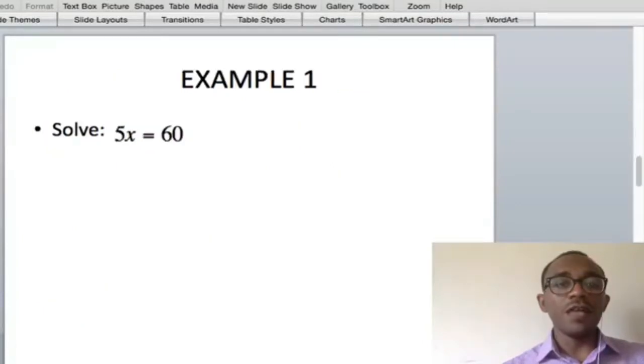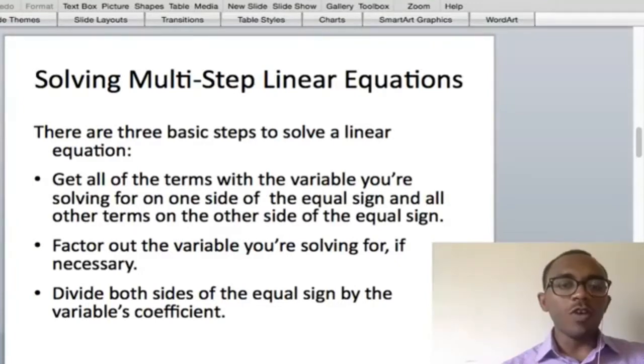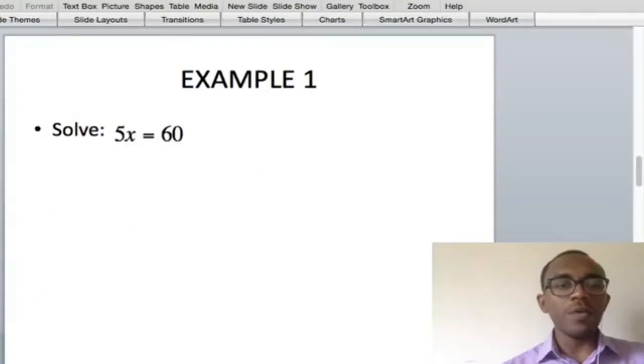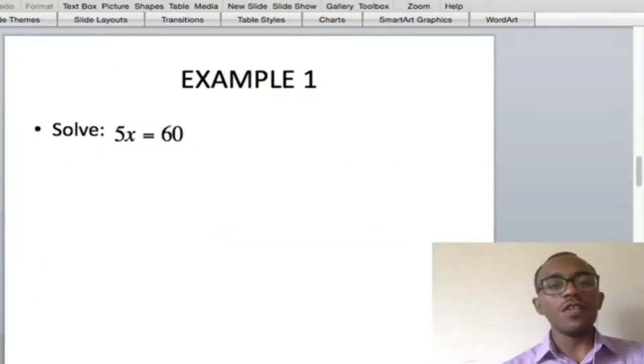First example: solve 5x equals 60. In other words, solve for x when 5x is equal to 60. Let's go back and refresh our minds on the multiple steps. First, get all the terms with the variable we are solving for on one side. In the example, we have 5x equal to 60, which means x is already by itself on one side. The second thing says everything else is on the other side. We have 60 already on the other side by itself. So the first step is check mark. Okay?